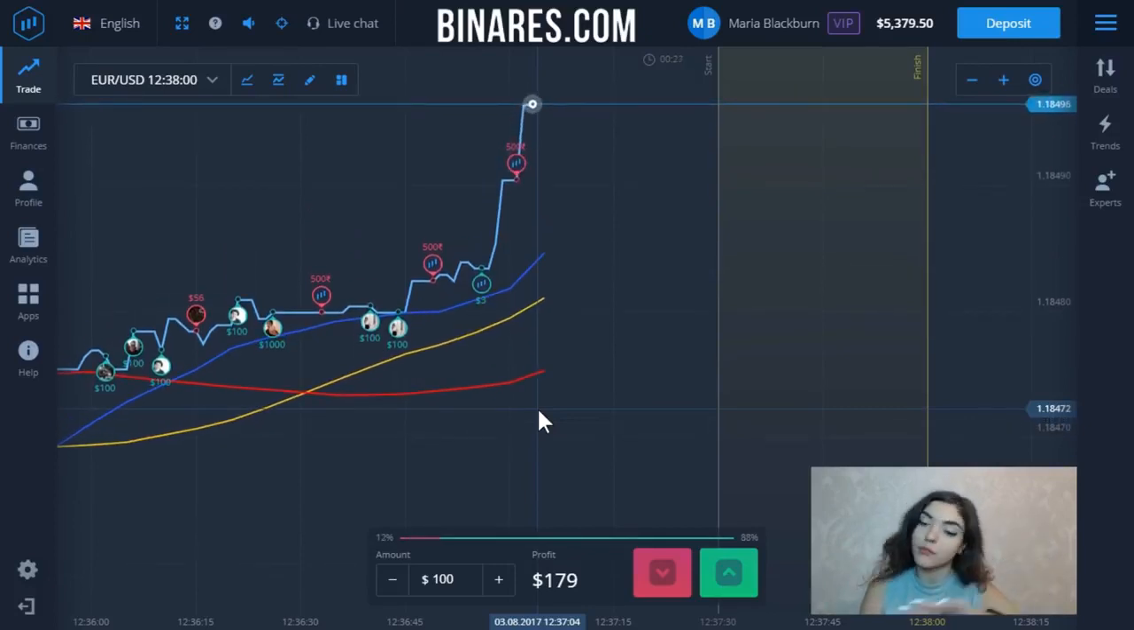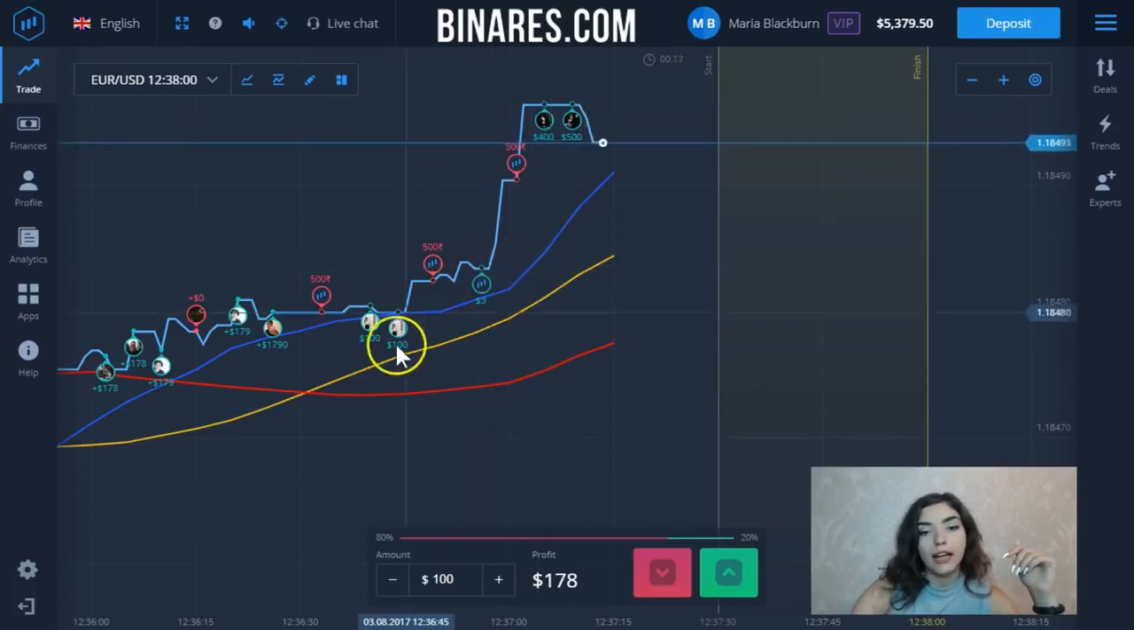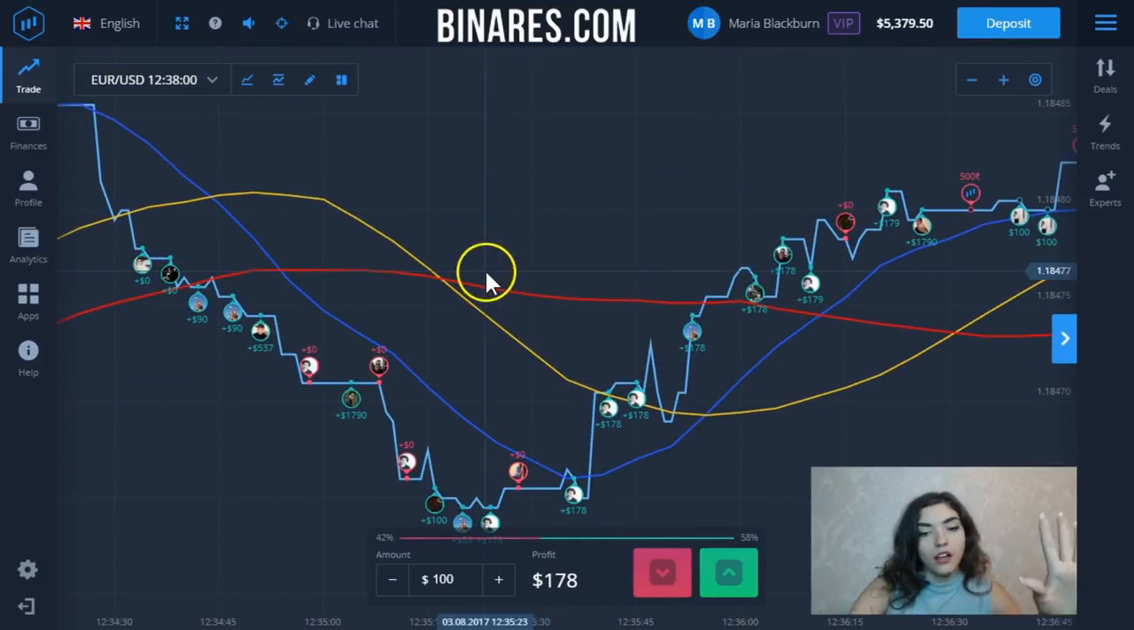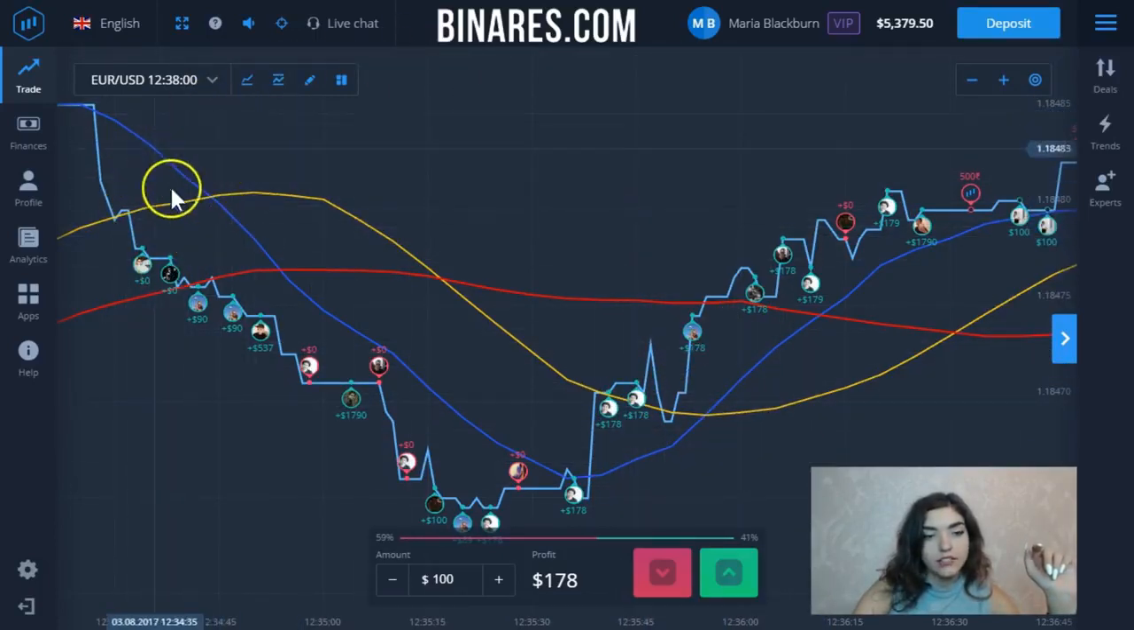The red line is the moving average of the trend. So we are waiting actually for the intersection of the blue and yellow line. Let me show you. Here on the platform is a good example. We see here intersection and here intersection. So if the intersection is above the red line, the moving average of the trend, this is a good moment to buy put option. Put option is red button.